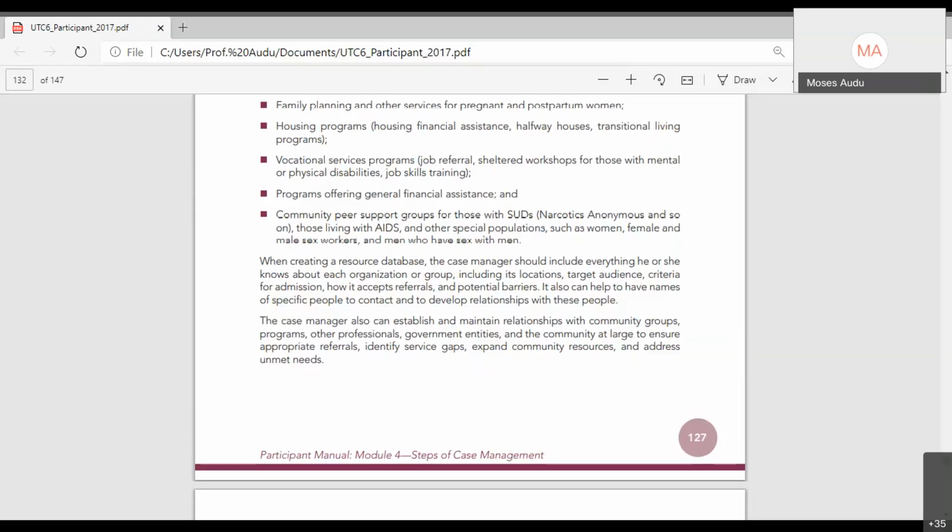And the case manager also can establish and maintain relationships with community groups, programs, other professionals, government entities, and the community at large to ensure appropriate referrals, identify service gaps, expand community resources, and address unmet needs. So when you have this database of all services that you can purchase for your client, and you know what the programs entail and what their requirements are, then you'll be able to match your clients to the various services that you want to refer them to, and you'll not be embarrassed.